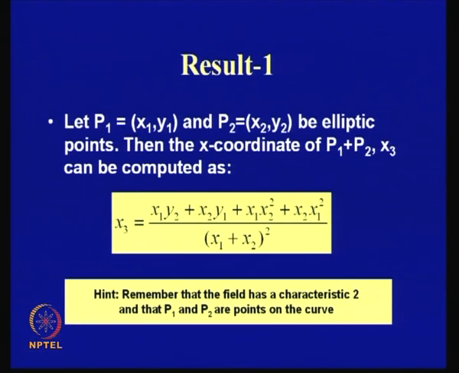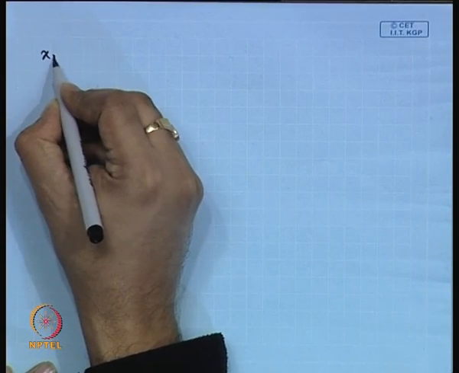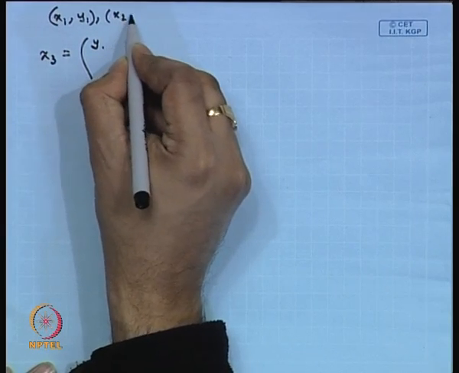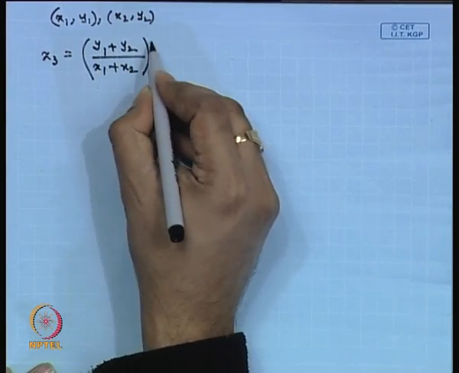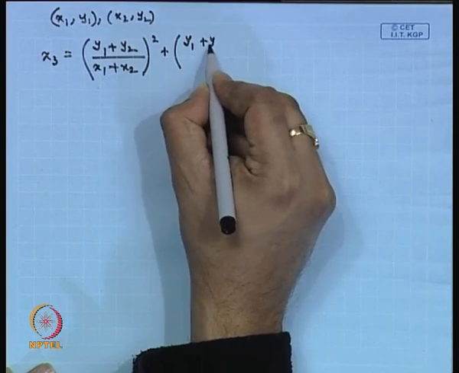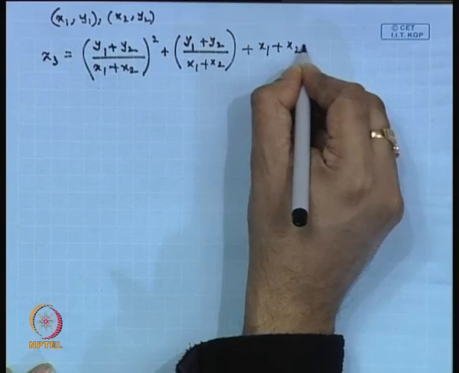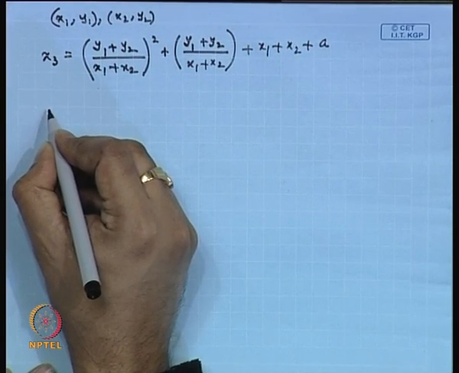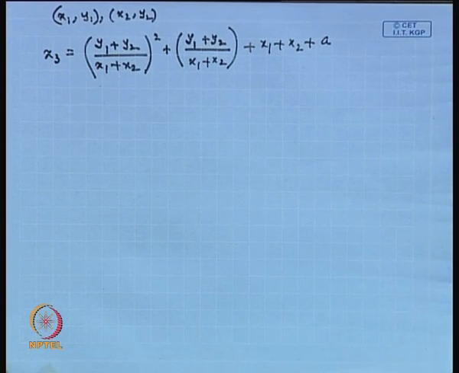For that there are certain results which are important, which I will try to discuss here. First of all, let us observe the corresponding sums. I am just writing down the results. I am adding x1, y1 and x2, y2, and the corresponding sum x3 is ((y1 plus y2) divided by (x1 plus x2)) whole square plus (y1 plus y2) divided by (x1 plus x2) plus x1 plus x2 plus a. That is the corresponding x coordinate, and the corresponding y coordinate is (y1 plus y2) divided by (x1 plus x2) into (x1 plus x3) plus x3 plus y1.